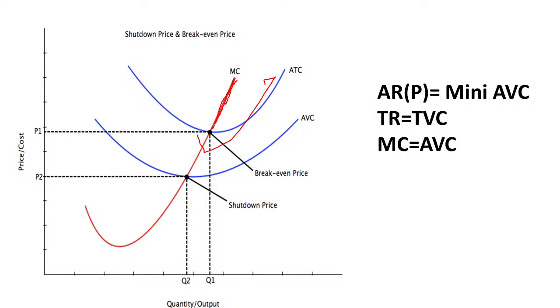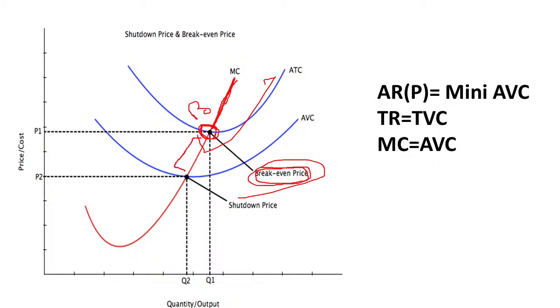So at this point where marginal cost is intersecting the average total cost curve, or simply the average cost curve, this is known as the break even point, or it is also known as the break even price. Above this the firm will earn super normal profit. Here the firm will earn normal profit.